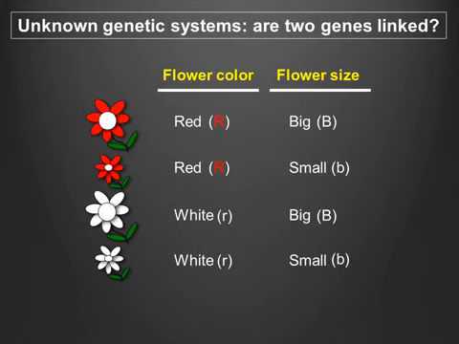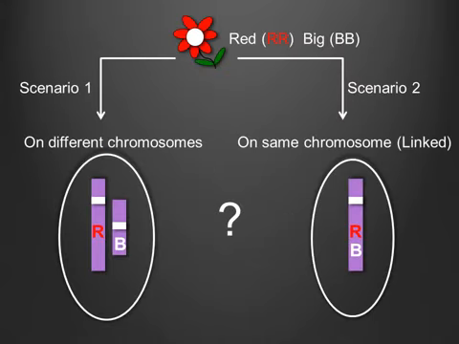In next week's lab, you will be performing virtual exercises to determine the nature of unknown genetic systems. When two genes are involved, you will need to determine whether the two genes are linked or not linked. Essentially, you are being asked to distinguish between the two possible scenarios for the chromosomal arrangement of the two genes.